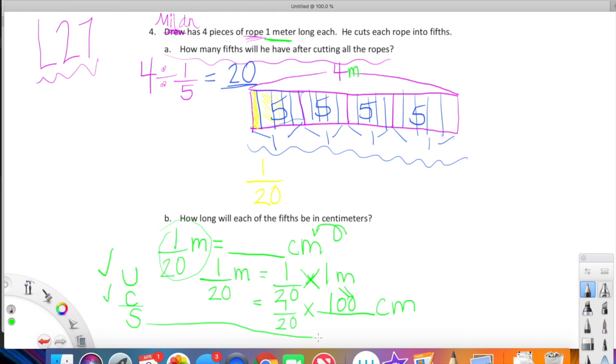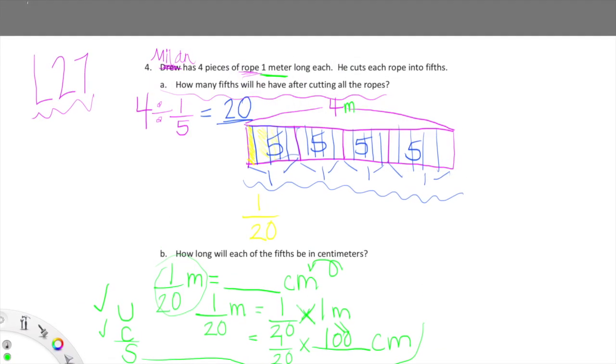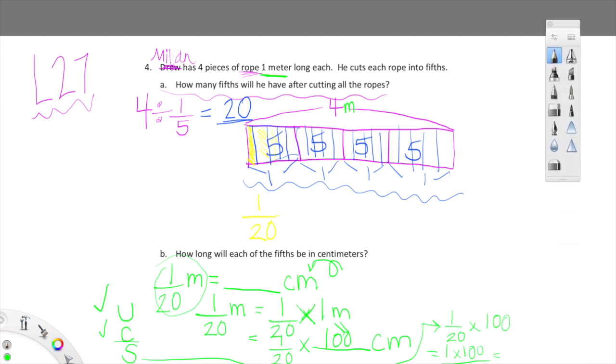I'm running out of room, so I'm going to solve right here. We're looking at 1/20th times 100, which looks like 1 times 100 up top, multiplying the numerators together, over 20, the only denominator we have. 1 times 100 is 100, and we have 100 over 20. 100 divided by 20, simplified: I know that there's 5 20s that go into 100. So our answer here, my friends, is 5 centimeters.